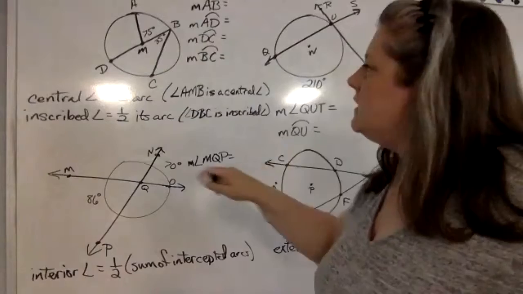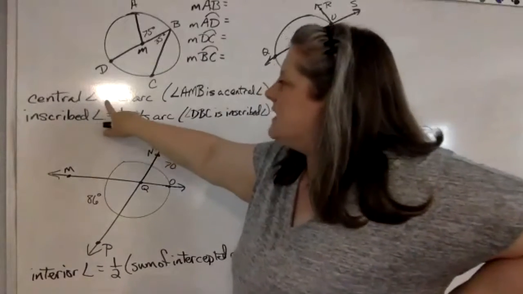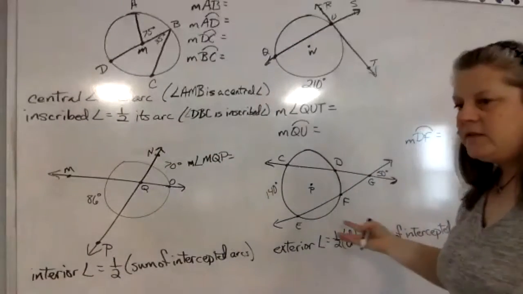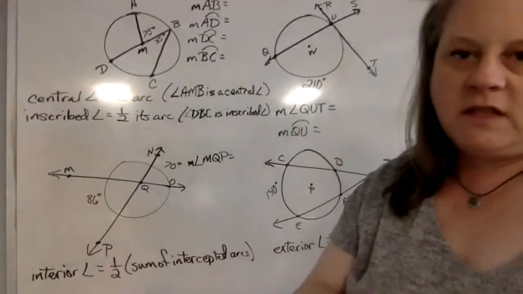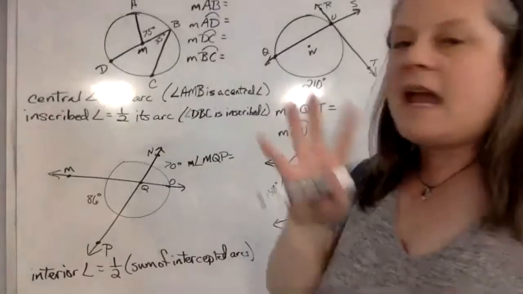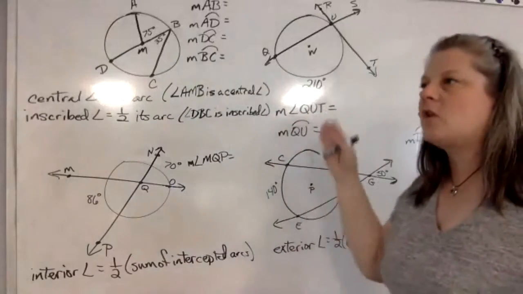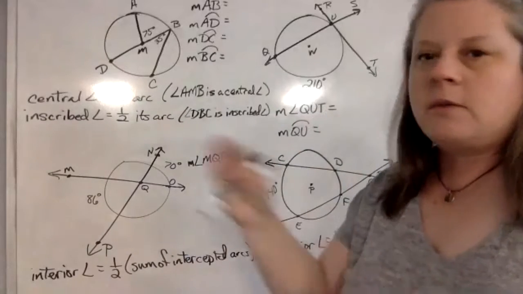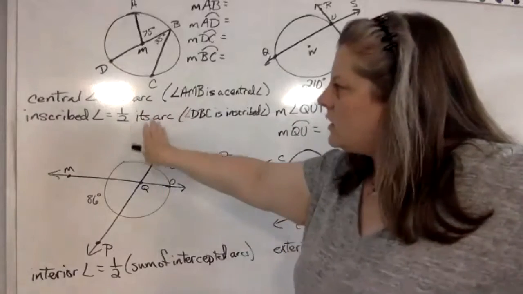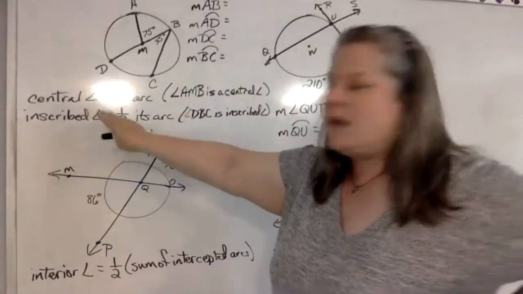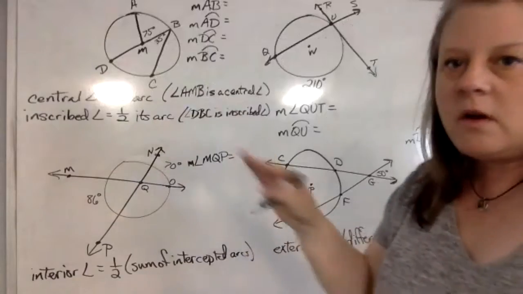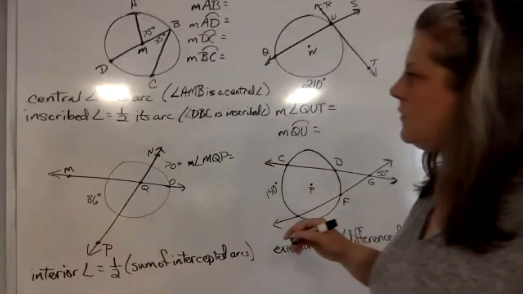The first one is a central angle is equal to the measure of its arc. So if the arc is 50 degrees, the angle is 50 degrees. If the angle's 20 degrees, then its arc would be 20 degrees. So it goes either way, whichever one they give you. If they give you the arc, you know it's the same as the central angle. If they give you the central angle, you know it's the same as the arc. Those are always equal to each other, okay?